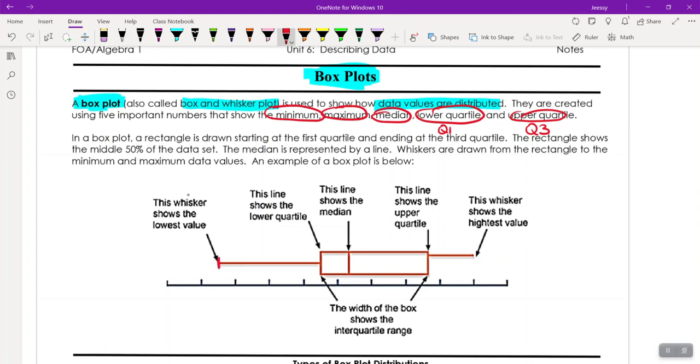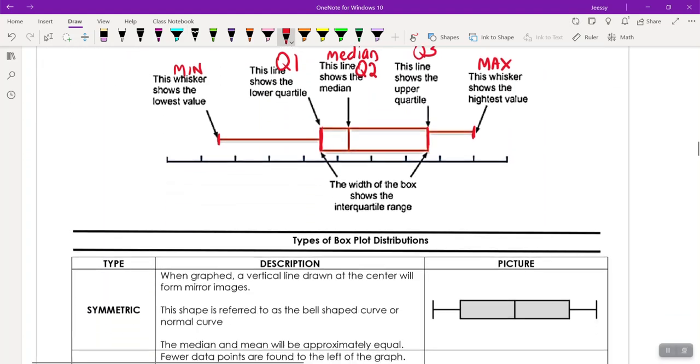This right here would be the minimum. This right here would be the maximum, right? The box contains the median, which is the line that goes in the middle. The median is also known as Q2. The beginning of the box is Q1, and the ending of the box is Q3. All right, so you got to remember those.